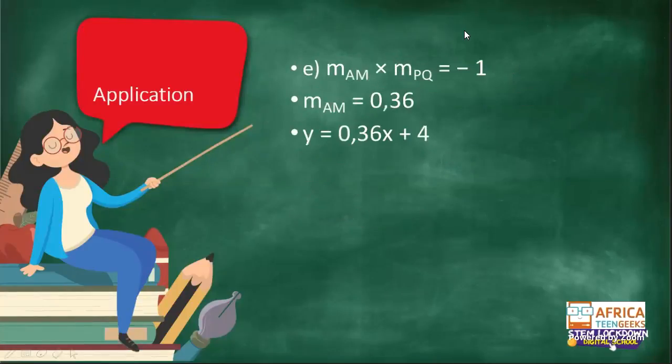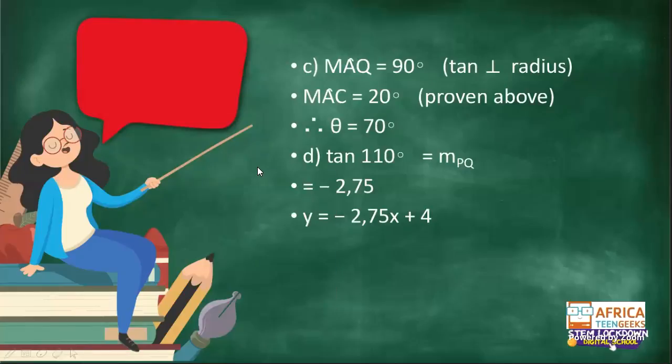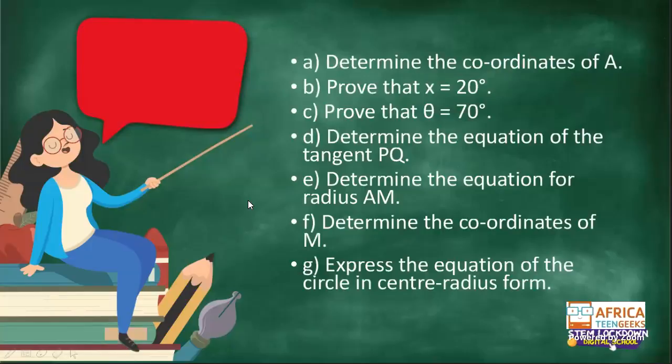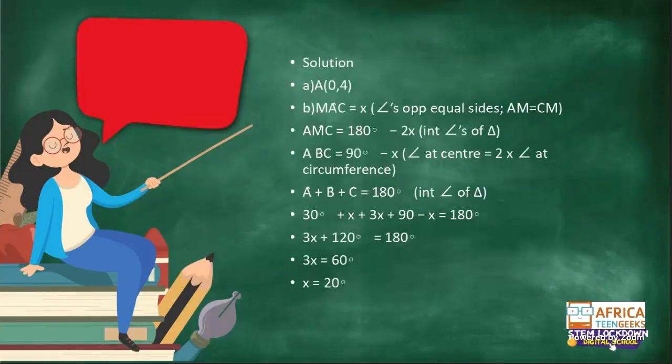All right, so we're going to carry on since there is no more question. Now the next one was for us to find the gradient. Let's just go to the questions so that you also read. The question was to determine the equation for the radius AM.